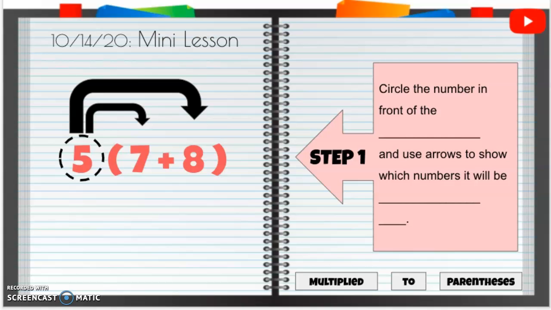October 14th, 2020 mini lesson. All right, so we are going to take a look at our distributive property.